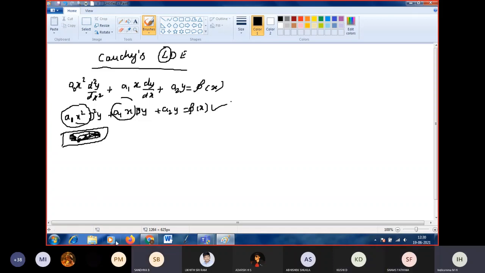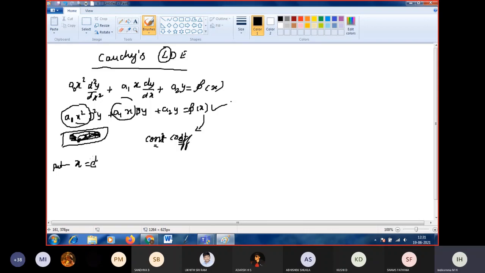So here we have variable coefficients. Now I am going to take some substitution to make the variable coefficients into constant coefficients. I am going to reduce this differential equation with variable coefficients to constant coefficients. Then I can solve by using the methods we discussed already. And what substitution do we need to take? The substitution is: put x equal to e power t.